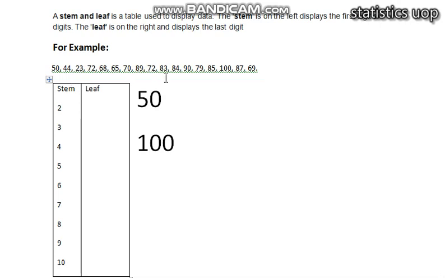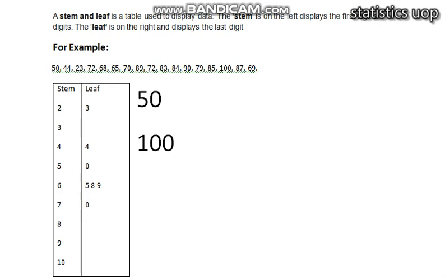Look at this data. Here we have 23, so 3 should be written in the leaf column. In the 30s we have no value, so leave it. In the 40s we have 44, so write 4 over here. Next we have 50, and then we have 65, 68, 69, and then we have 70.